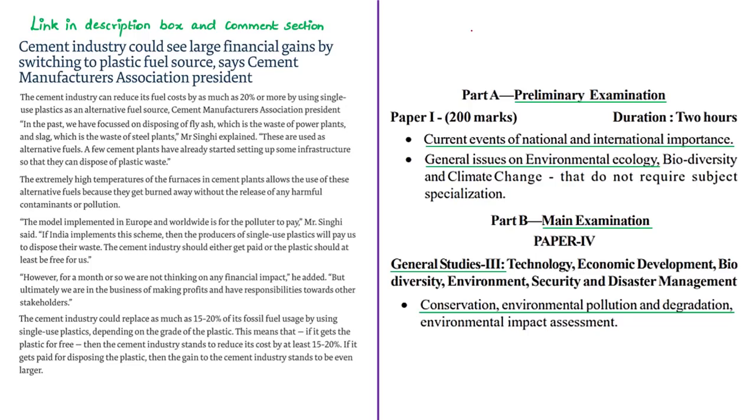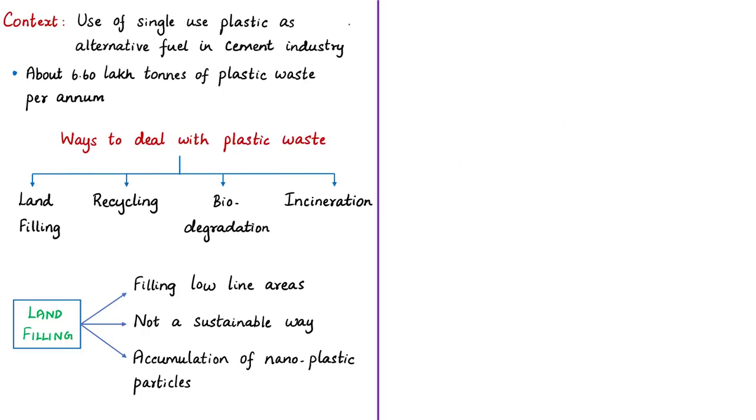Moving on to the next news article discussion, which is about using single-use plastic waste as an alternative fuel. The syllabus relevant to the analysis of this news article is given here for your reference. This news article stresses the importance of using plastic waste as an alternative fuel in industries like cement industries. So before discussing the news article, we should know how much plastic waste is generated in India. As per the report of Central Pollution Control Board, in India about 6,60,000 tons of plastic waste is generated per annum, that is per year.